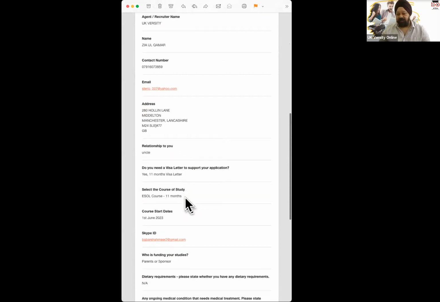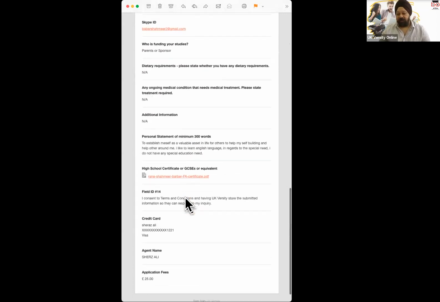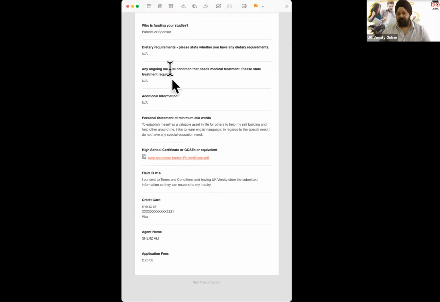And obviously, once we receive the form, what we're going to be able to do is issue you a couple of emails, which I'll also show you. And these emails will essentially help you understand the process of taking admission. Now, once we issue the emails, these emails would be of 3 different types. One, obviously, welcoming you to UK Versity and saying thank you for applying.